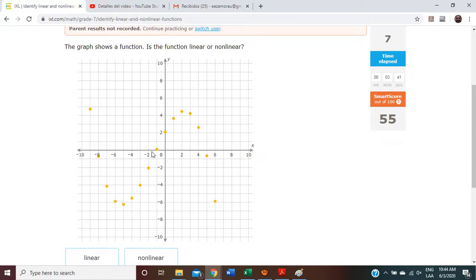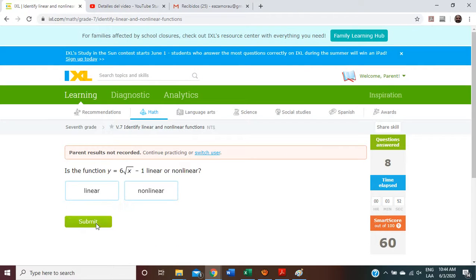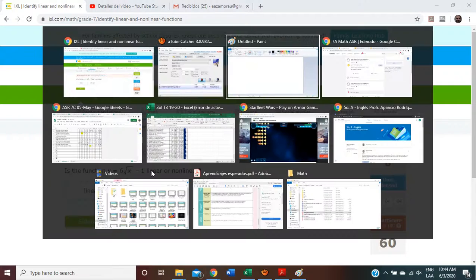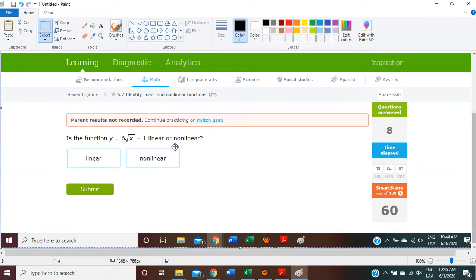So I want to get to the part where I have to explain when we have an equation. Okay, this is a non-linear function. This is what I was talking about. Now we have equations. Okay, when we have an equation, let me just paste it into a paint file.